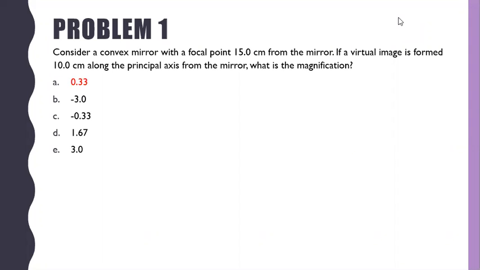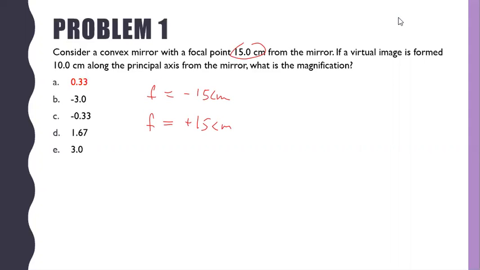So some of the things we have to pay attention to when we deal with mirrors, curved mirrors, and lenses is whether they're convex or concave, because that tells us things about the focal point. Here it says that the focal point is 15 centimeters from the mirror. This means that the focal length is either negative 15 centimeters or positive 15 centimeters. It does not tell you which one is which.